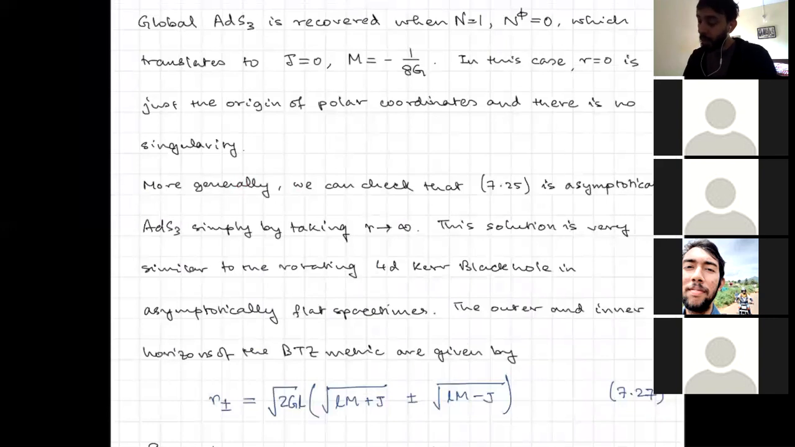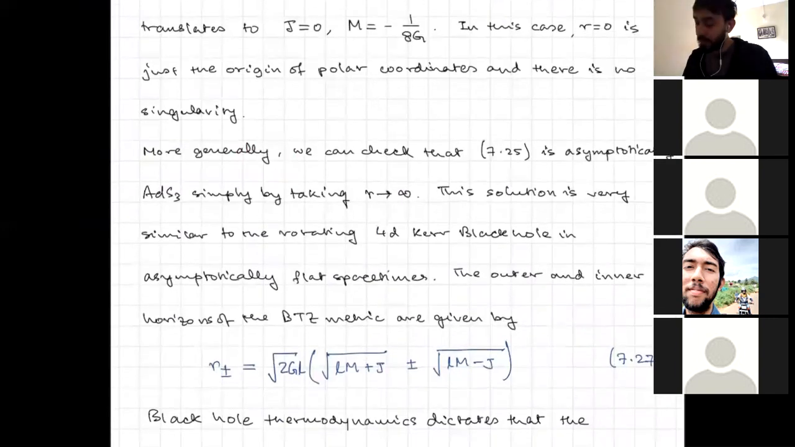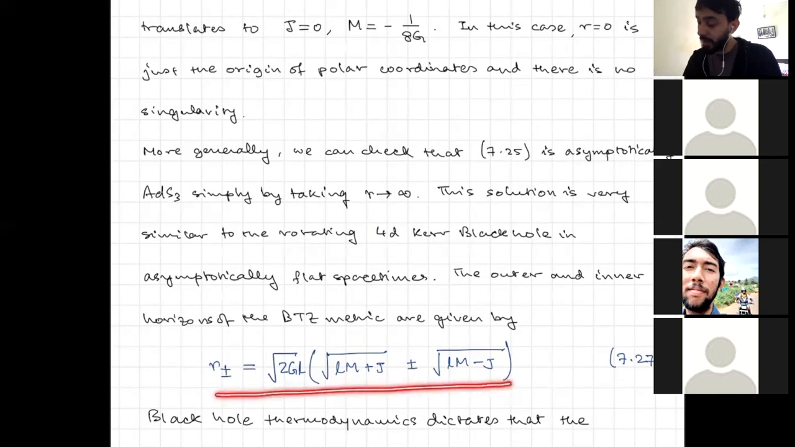Now, as I said, this is a solution which is very similar to the rotating Kerr black hole in 4 dimensions, and like the Kerr black hole, it is going to have an inner horizon and an outer horizon, and you can solve these equations to find out the inner and the outer horizon. The expression for this is given in terms of G, L, M, and J by this equation. So that is what the inner horizon and outer horizon is.